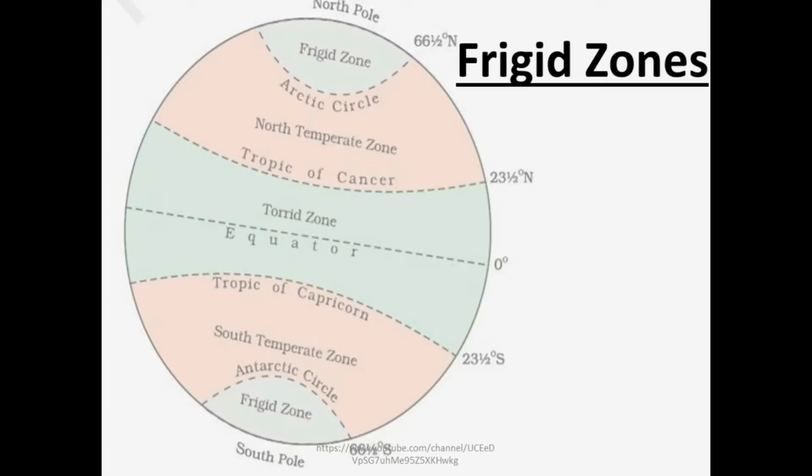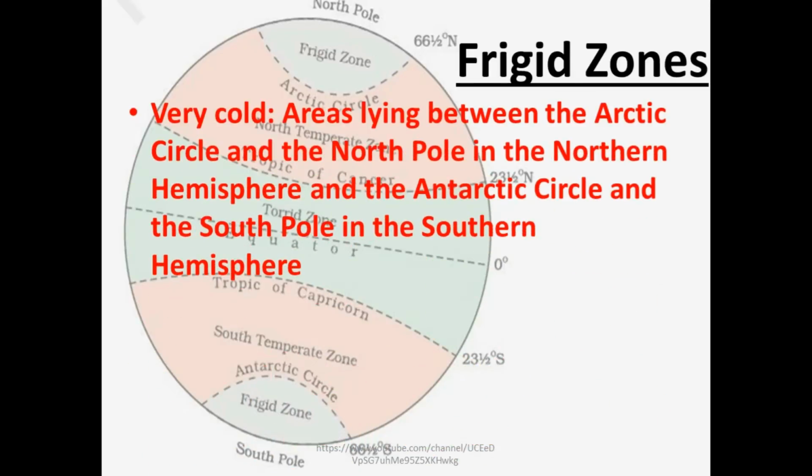So next, frigid zone. We already discussed it at the North Pole and South Pole, beyond Arctic circle and Antarctic circle. So very cold because of less heat. It is the area lying between the Arctic circle and the North Pole in the northern hemisphere, and Antarctic circle and the South Pole in the southern hemisphere. Actually, equator divides the globe into two halves, northern hemisphere and southern hemisphere towards south. Because of slanting rays, it is very cold.